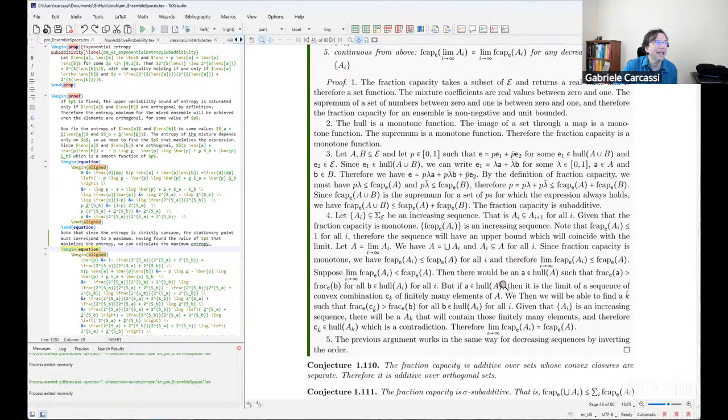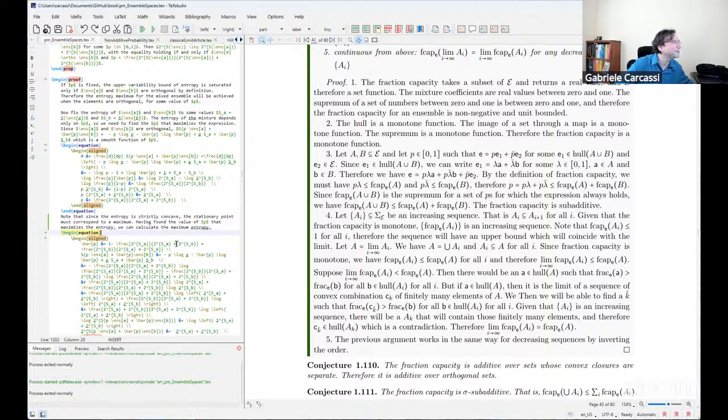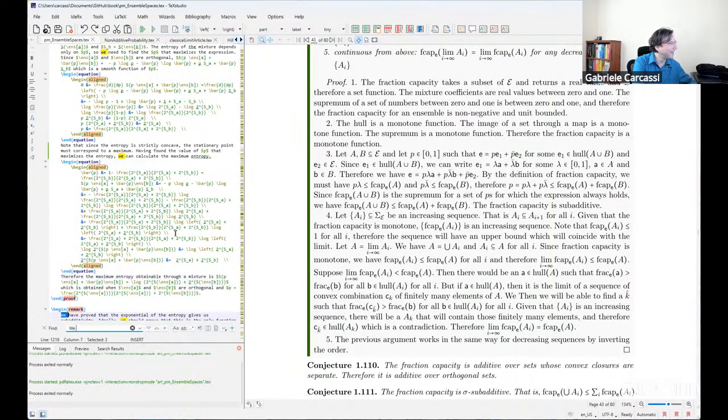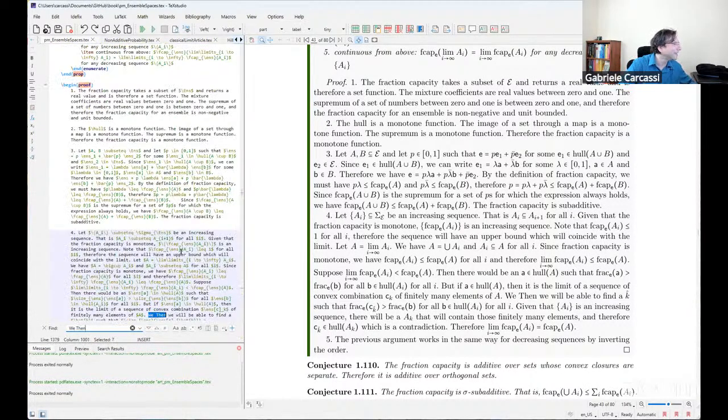Then there would be an a inside the hull of A, such that the fraction of a is greater than the fraction of b for all b in the hull of A_i, for all i. But a is in the hull of A, so it is the limit of a sequence of convex combinations c_k of finitely many elements of A.